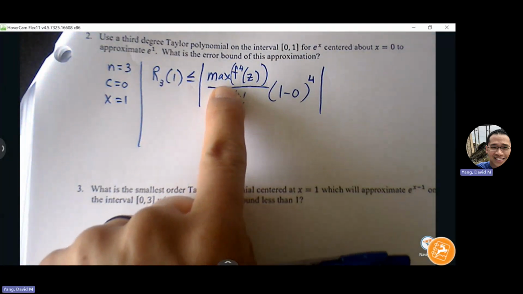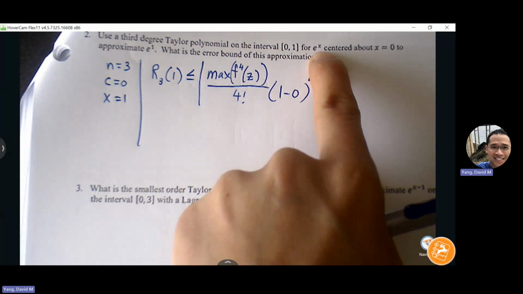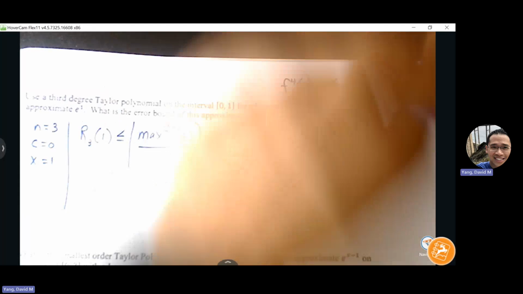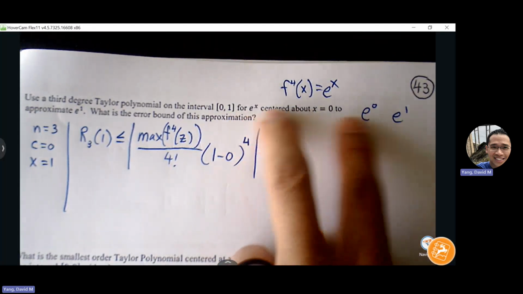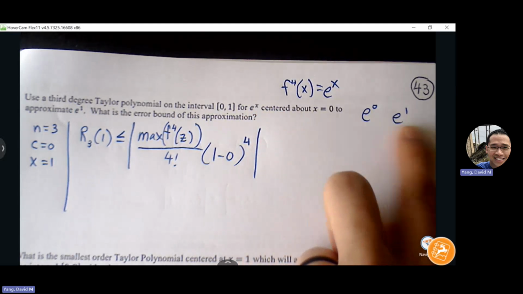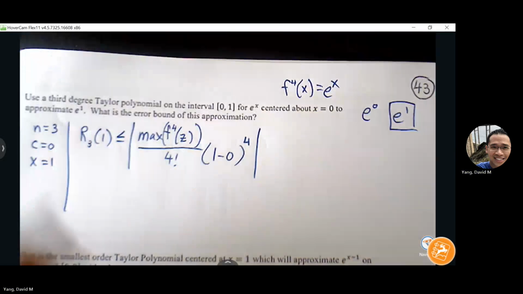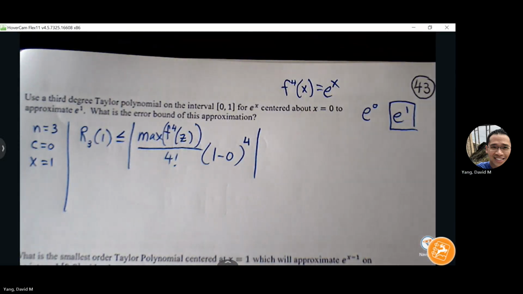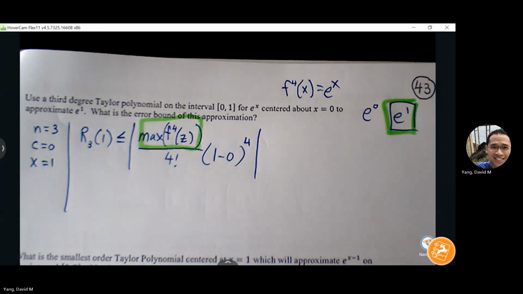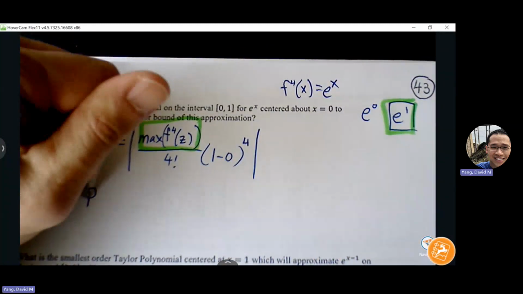So we're talking about e to the x here. What's the fourth derivative of e to the x? E to the x. Okay, so between 0 and 1, which one is going to be the larger value? E to the 0 or e to the 1? E to the 1. So that's all we need to care about. If we want to find the maximum value, just test your x and c value. Don't have to worry about anything in between. Whatever is larger is going to be your safe upper bound. So that will go in for this. There's our remainder.